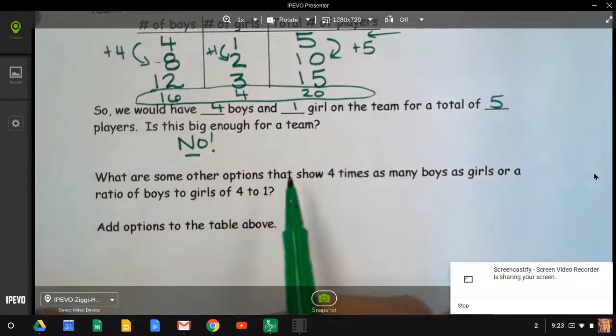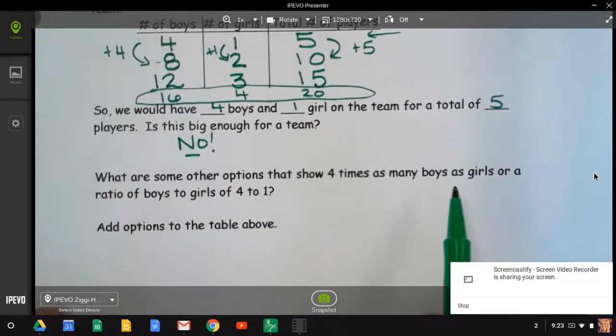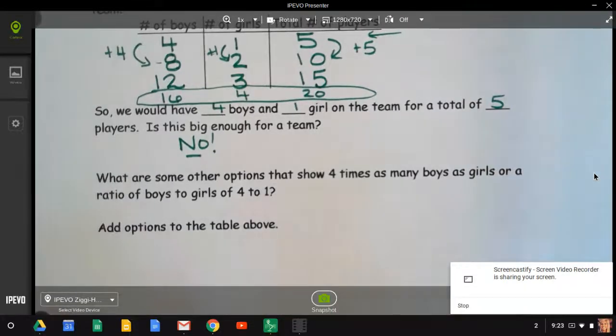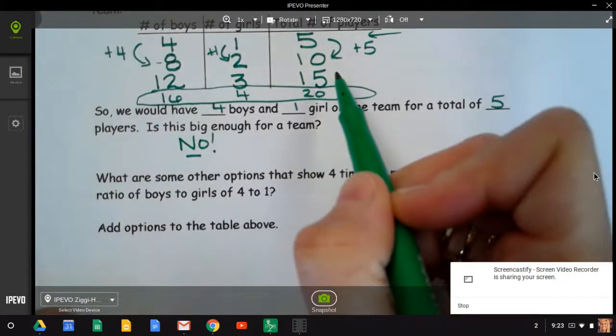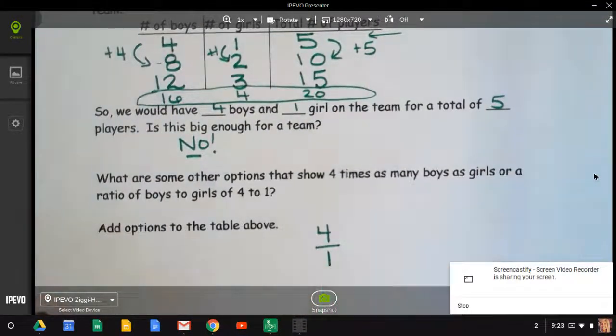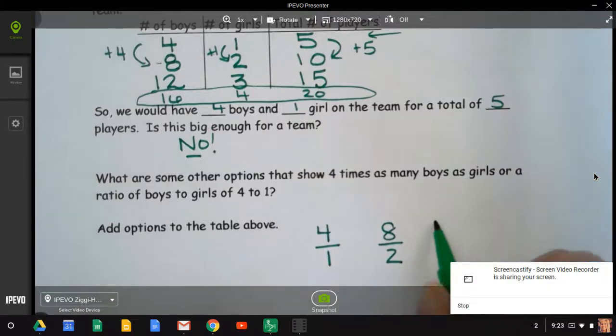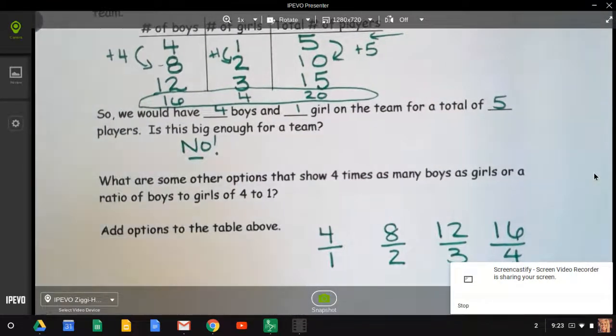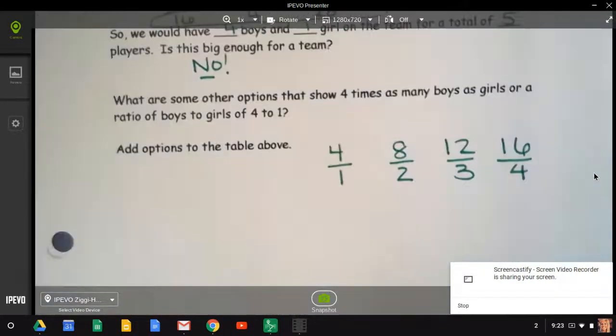What are some other options that show 4 times as many boys as girls, or a ratio of boys to girls of 4 to 1? Add the options to the table above, which we already did. So if we write 4 to 1 as a fraction, that's a ratio. And we write 8 to 2 as a fraction, and 12 to 3 as a fraction, and 16 to 4 as a fraction. Are all of these fractions or ratios equivalent? And the answer is yes.